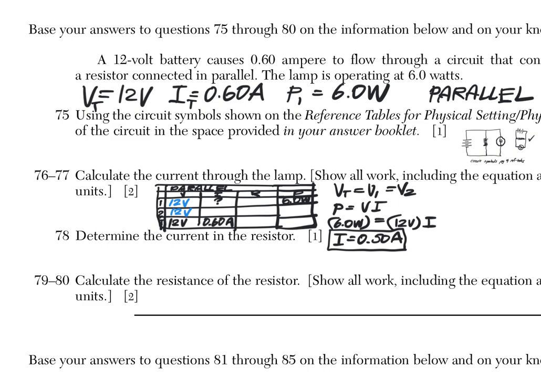Find the current in the resistor. Well, I know that in parallel, current adds up. It's not the same at all points. It adds up.